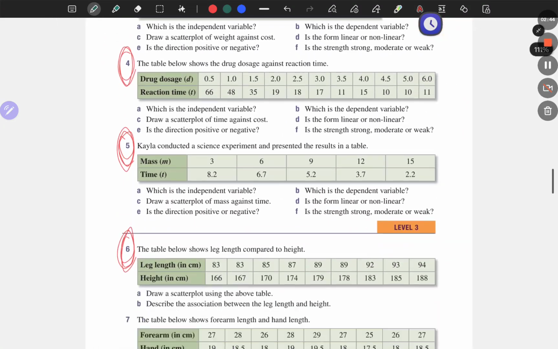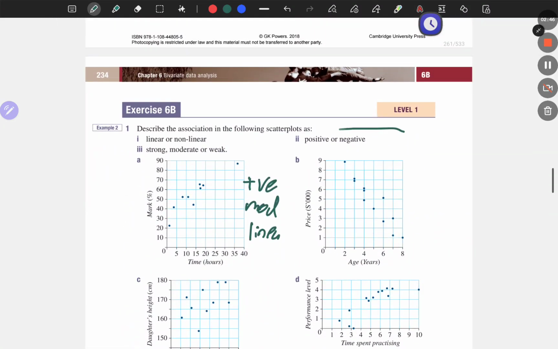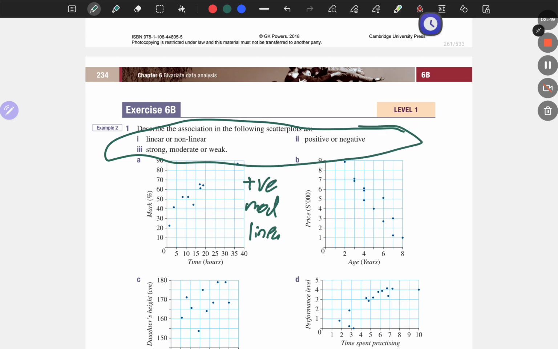So that's pretty much the summary of that. The important part here is just getting these nailed down. Remember, if it asks for the association, you're going to put whether it's linear or non-linear, positive or negative, and then strong, moderate, or weak.